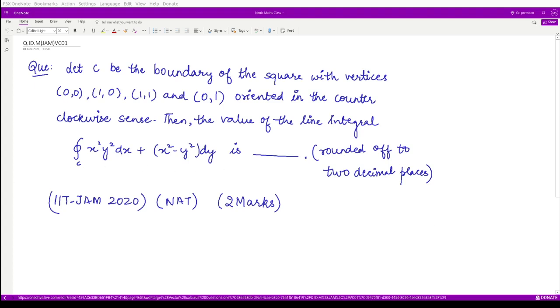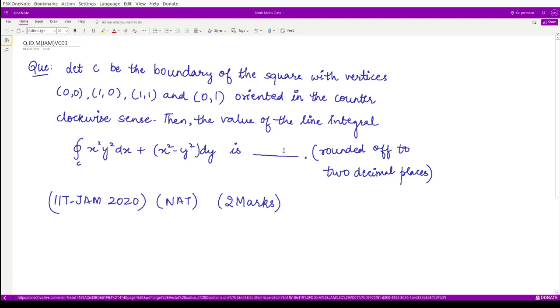So the question given to us is: if C represents the boundary of the square with vertices (0, 0), (1, 0), (1, 1) and (0, 1), which is oriented in the counterclockwise sense, then we are to compute the value of the line integral and write it in numerical terms, up to 2 decimal places.